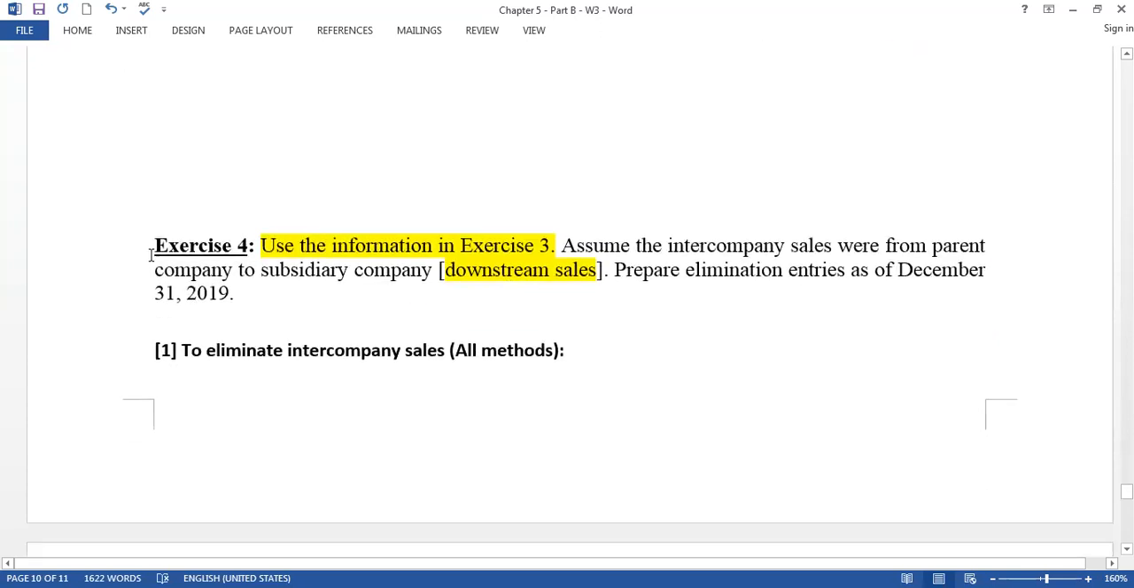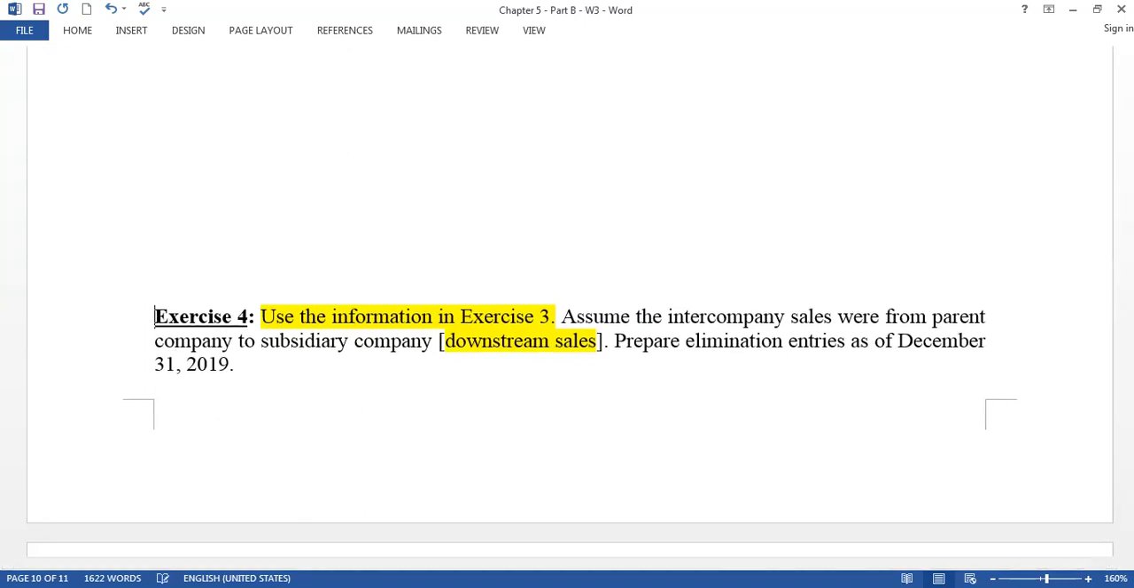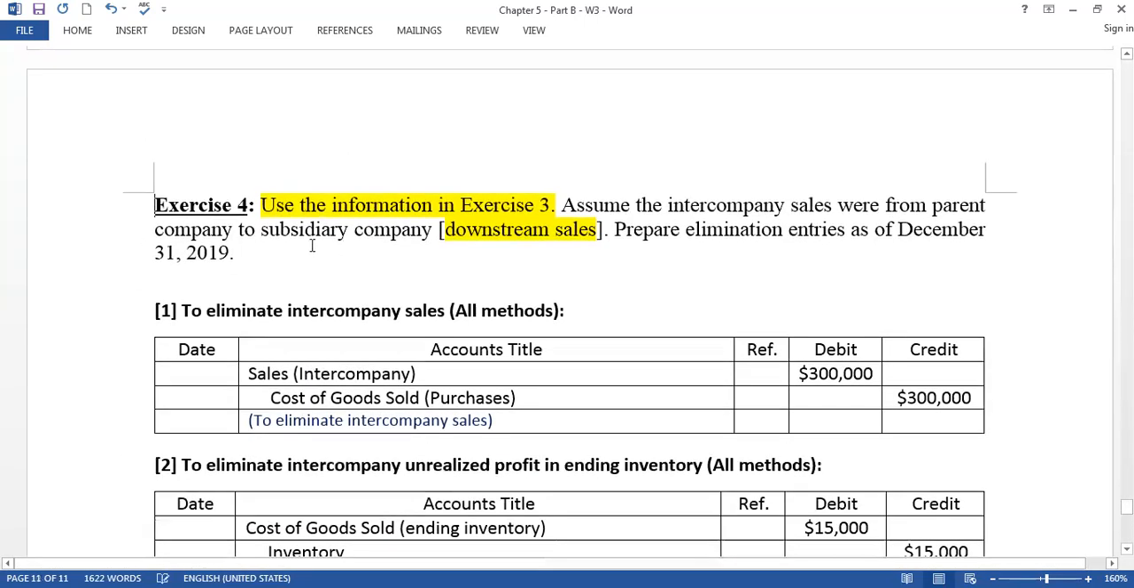Now read exercise 4. Exercise 4 said that every piece of information came from exercise 3, but assume that they are not upstream, they are downstream. What is the meaning of downstream? Downstream means parent sells to subsidiary. If parent sells to subsidiary, then there is no NCI.